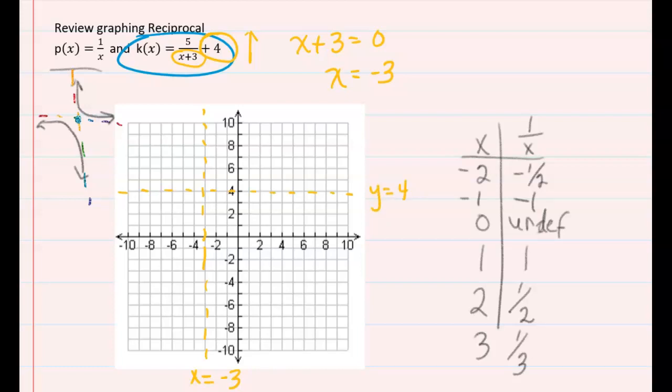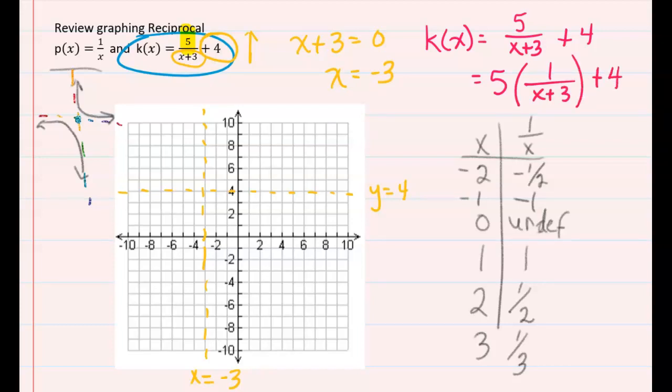Next, we actually have a multiplier. Here's our multiplier of 5. I know it's weird to see it like that, so I'm going to write it again so we can see it. So we have k of x is equal to 5 over x plus 3 plus 4. But I want to show you that I can write this as 5 times 1 over x plus 3 plus 4. And remember, when multiplying fractions, top times top, bottom times bottom, and that's how we end up with the 5 over x plus 3. But we can clearly see here that we have a multiplier of 5 that we're going to multiply those y values by. So I need to multiply these values by 5.